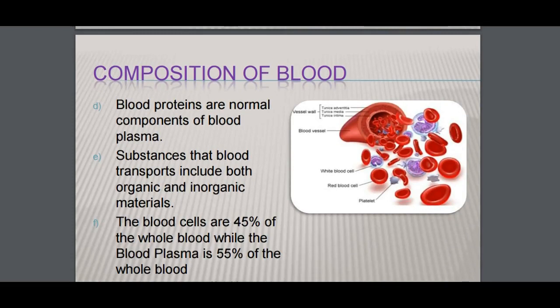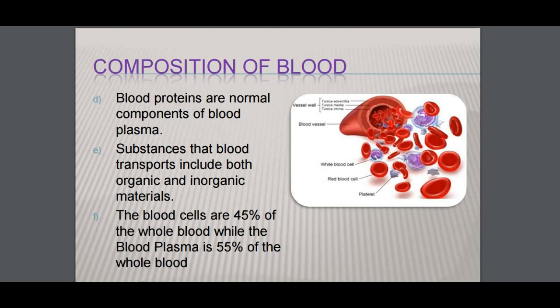Composition of blood. Blood proteins are normal components of blood plasma. Substances that blood transports include both organic and inorganic materials. The blood cells are 45% of the whole blood, while the blood plasma is 55% of the whole blood.